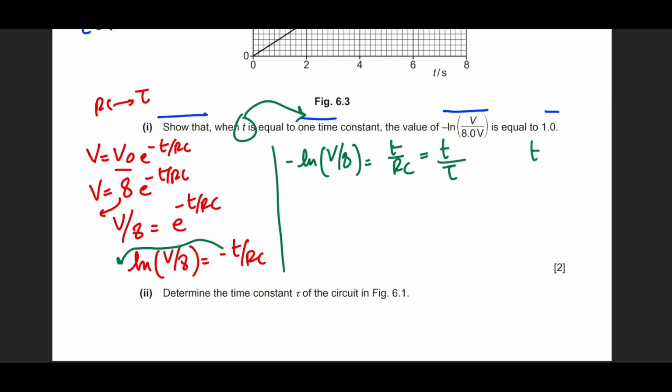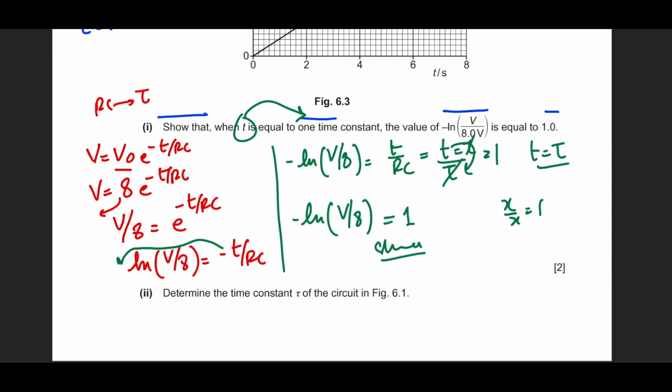He says when t becomes tau, what will happen? So very, very simple. This is going to be negative ln V divided by 8. If t is equal to tau, this whole fraction becomes 1. As simple as this, x divided by x is 1, right? So if t is equal to tau, tau divided by tau will become 1. Simple mathematics. So we've effectively shown what is required.